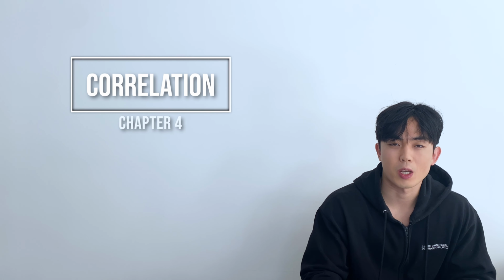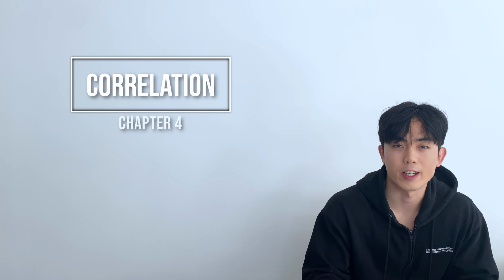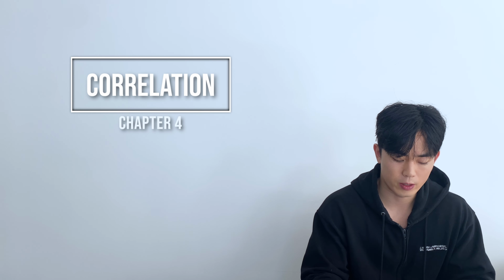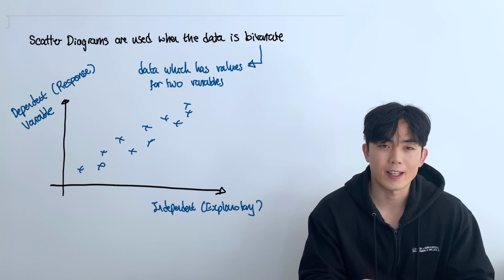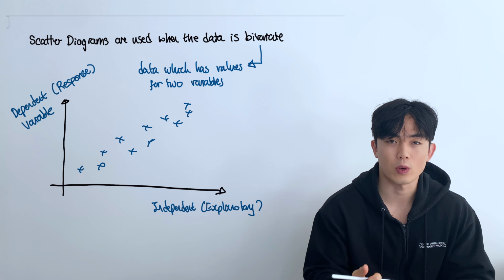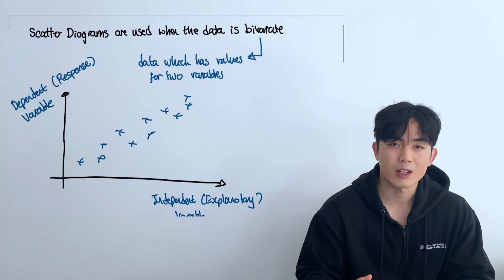Right, so for this chapter, we're going to be looking at correlation and a linear regression line. First things first, we need to draw a scatter diagram. A scatter diagram is drawn when we have data which is bivariate. Bivariate just means it's data with two variables, i.e. x and y.